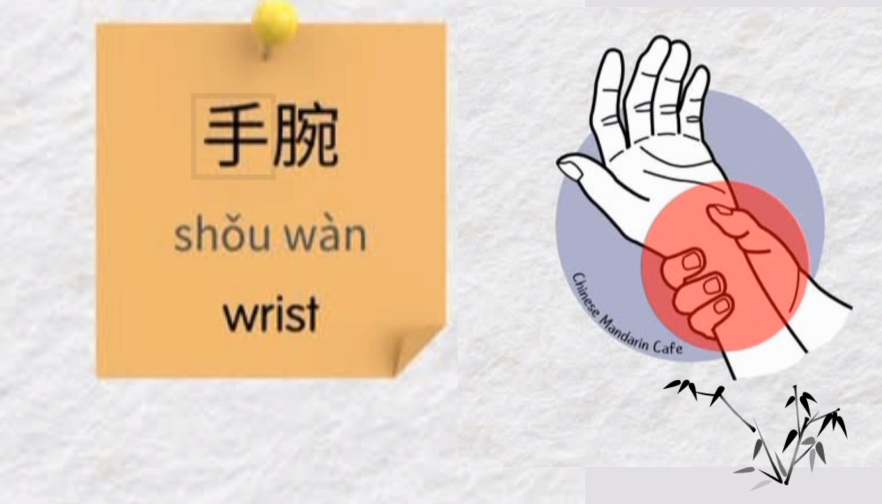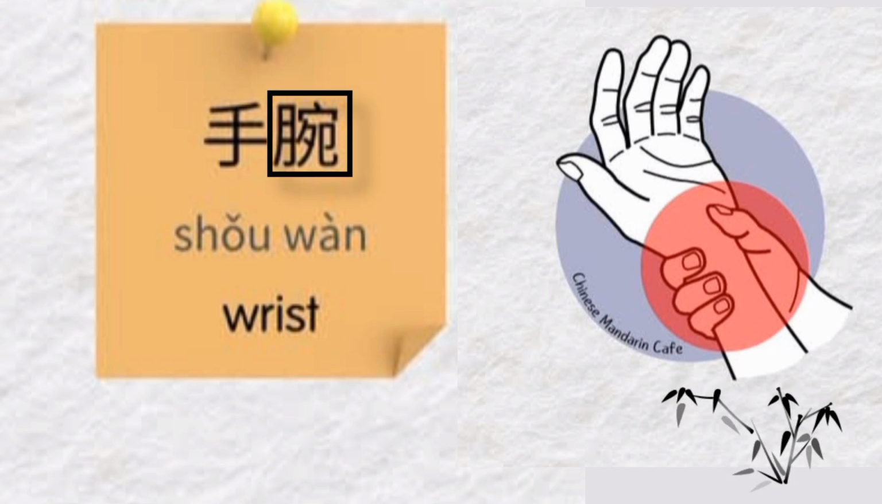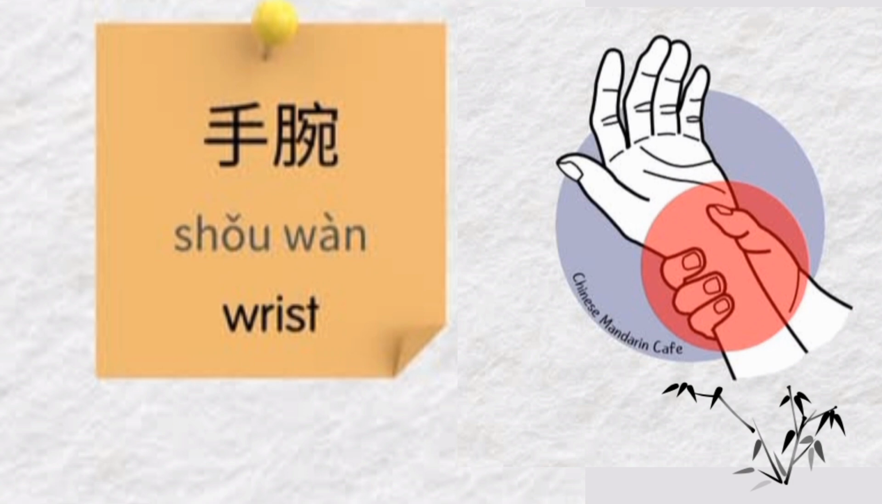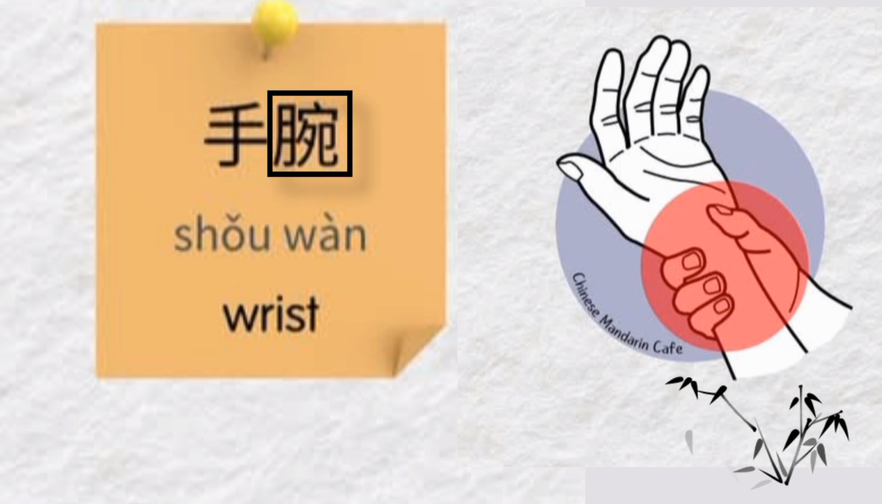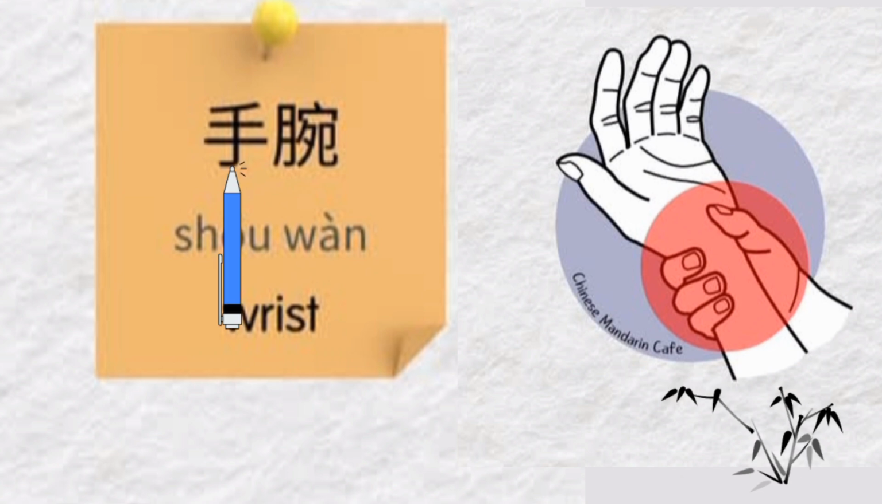手. It stands for hand, as we already discussed. Second character is 腕. It stands for wrist. So together it makes 手腕. Let's practice it just one more time. 手腕. Hope you learn it.